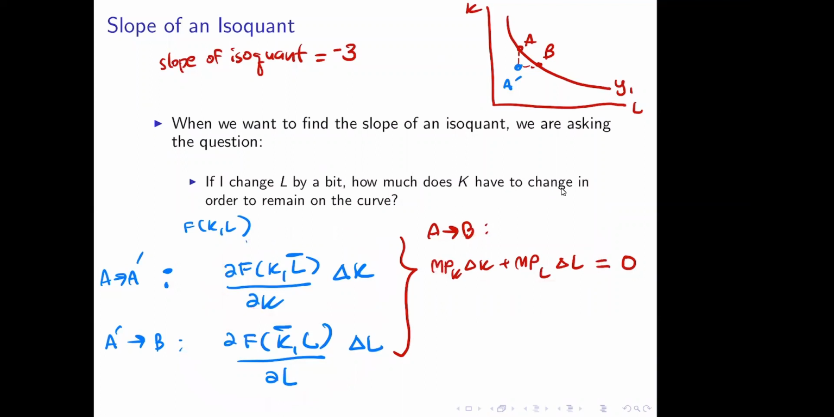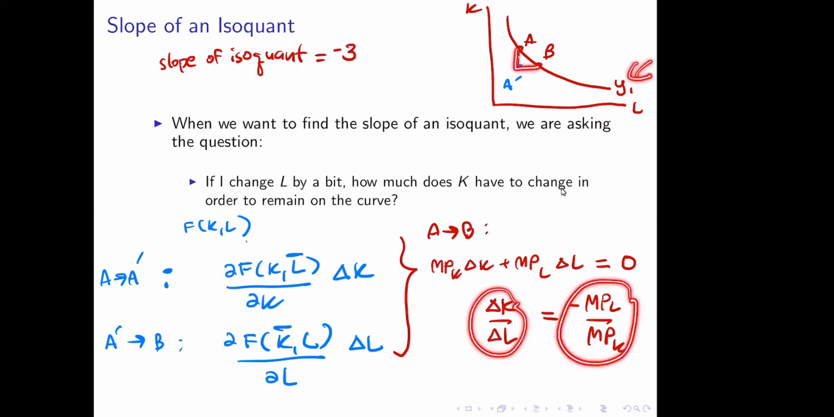So, or we can say that the change in K over the change in L must be equal to negative MPL over MPK, right? And this is the slope, right? The change in K over the change in L is the slope of the isoquant, which is a function of negative MPL over MPK.